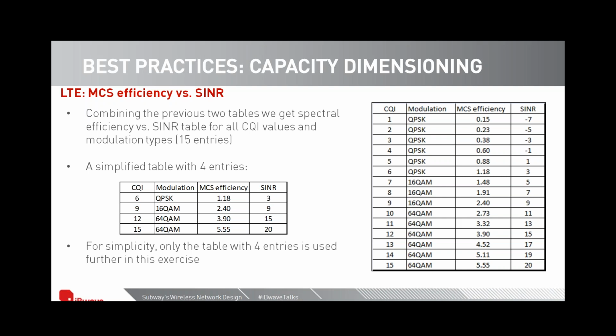So we have taken 4 entries from that table. We have taken the entry for SINR of 20 and MCS efficiency of 5.55, and 2 more entries for 64 QAM modulation, 16 QAM modulation, and QPSK. This is without losing the sense of a general example. I'm just doing this to make the point clearer and the tables less busy. So this was done just for simplicity's sake.